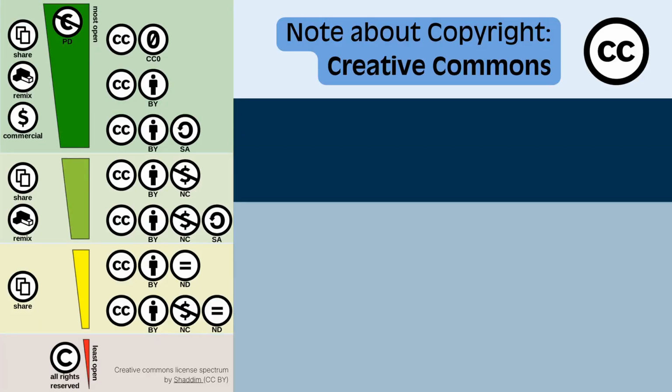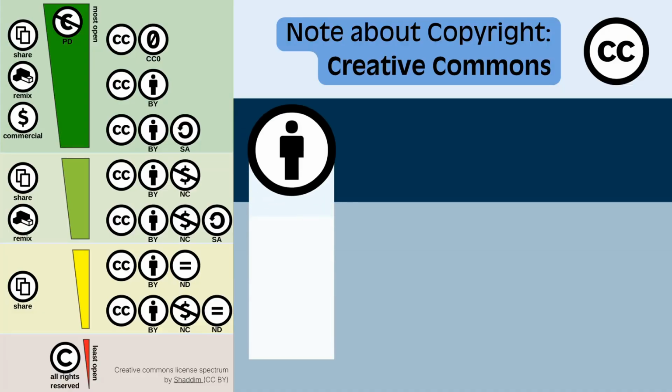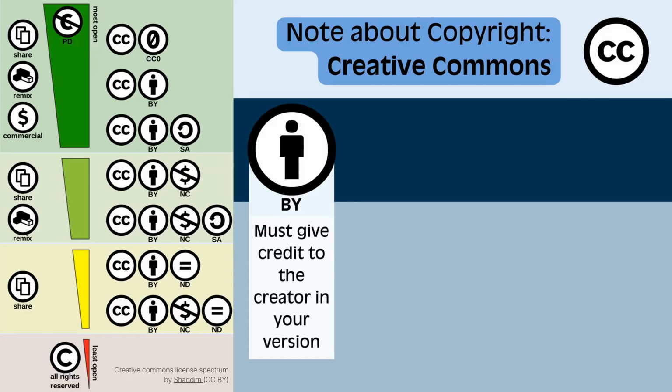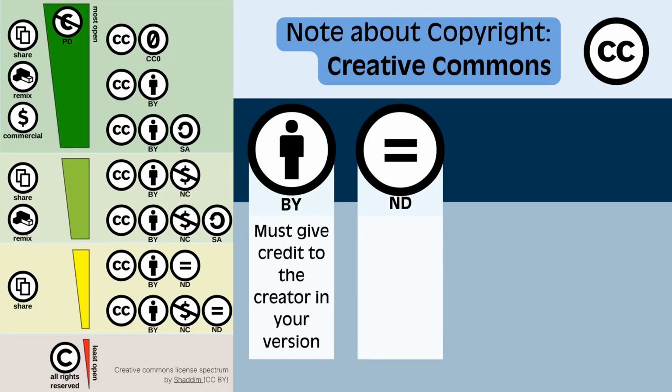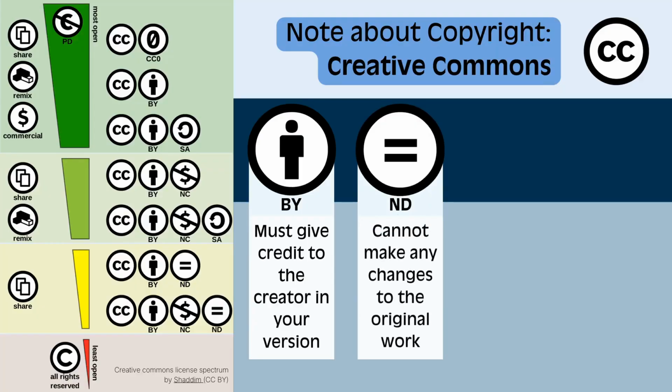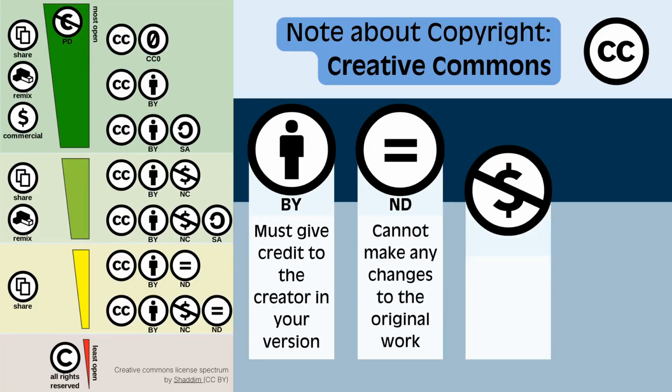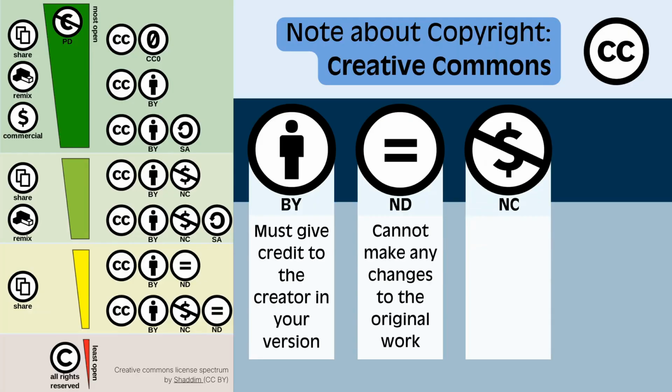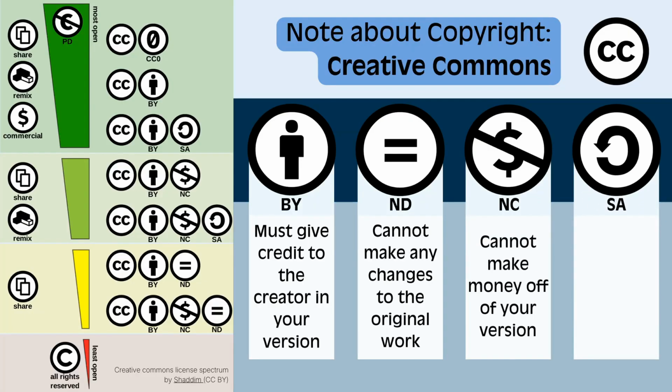This scale is based on four main components. 1, BY, where the creator of the original work must be cited. This is required with every Creative Commons license. 2, ND, where the user of the work cannot make any changes to the original. 3, NC, where the user cannot make money off of their use. And 4, SA, where the user has to use the same license.